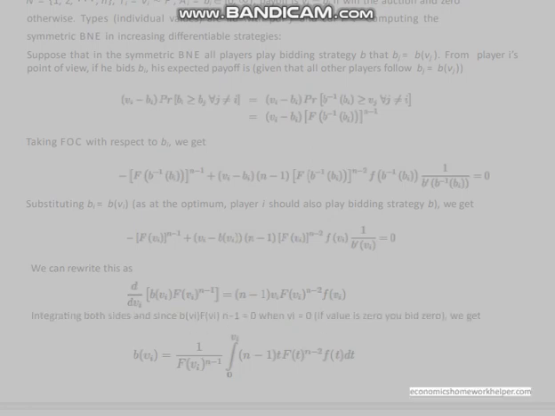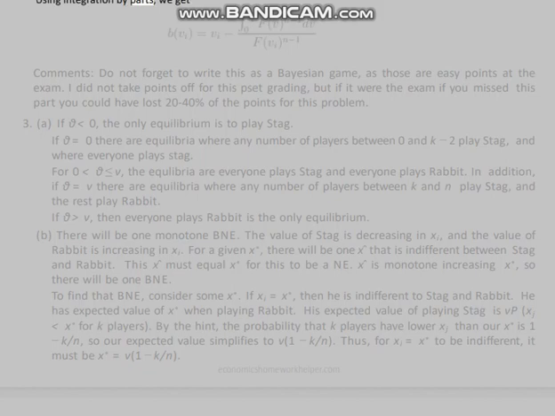Using integration by parts, we get. Comments: do not forget to write this as a Bayesian game, as those are easy points at the exam. I did not take points off for this set grading, but if it were the exam, if you missed this part you could have lost 20 to 40% of the points for this problem.